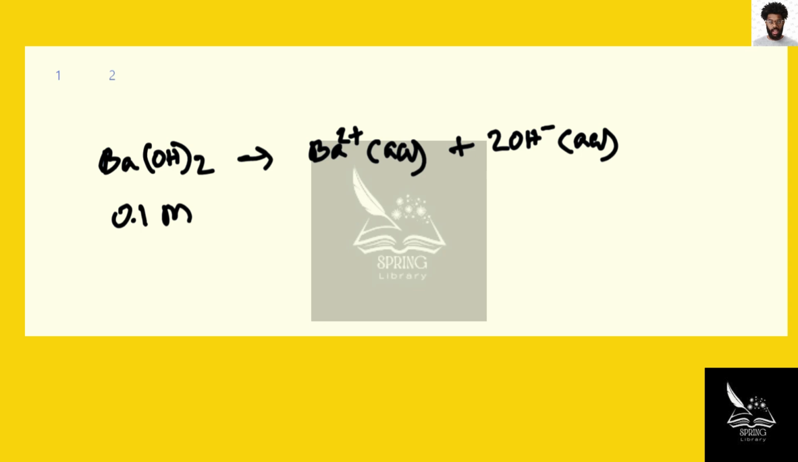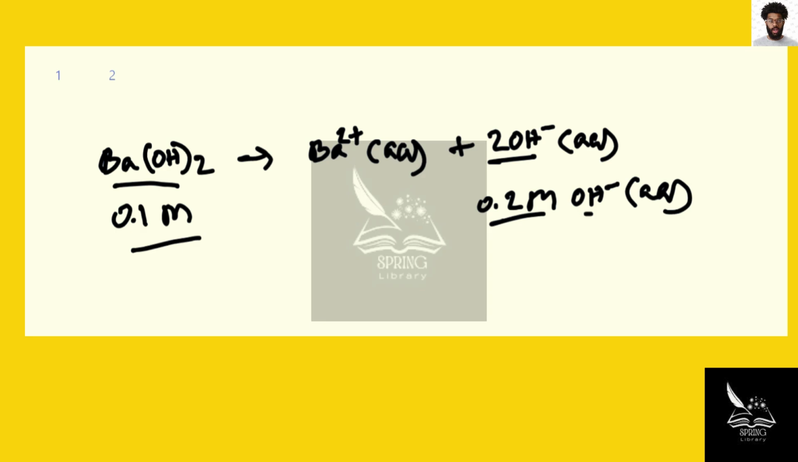it will produce 2 into 0.1 molar. That means 0.2 molar hydroxide ion. Since 1 molar barium hydroxide produces 2 hydroxide ions, 0.1 molar barium hydroxide will produce 0.2 molar hydroxide ion.